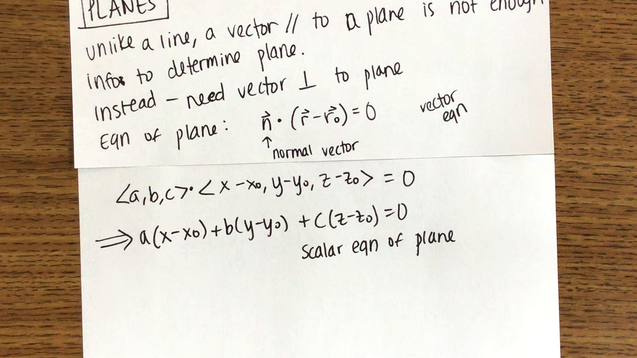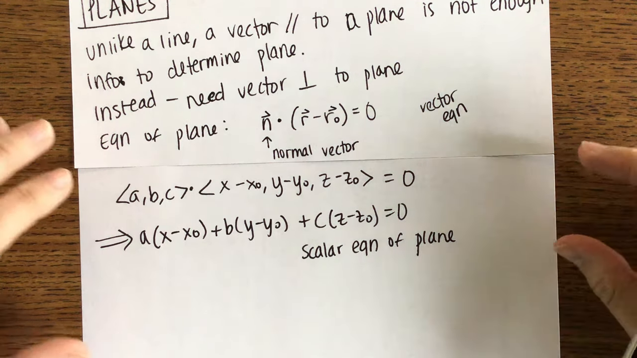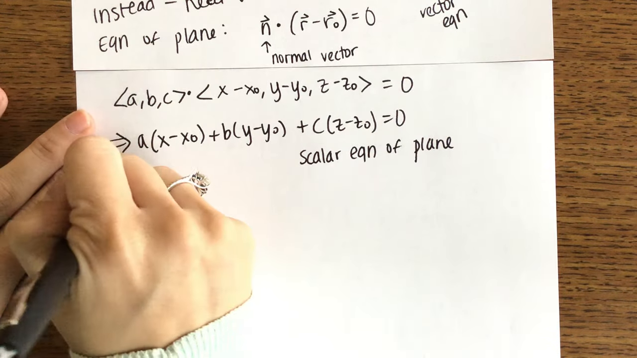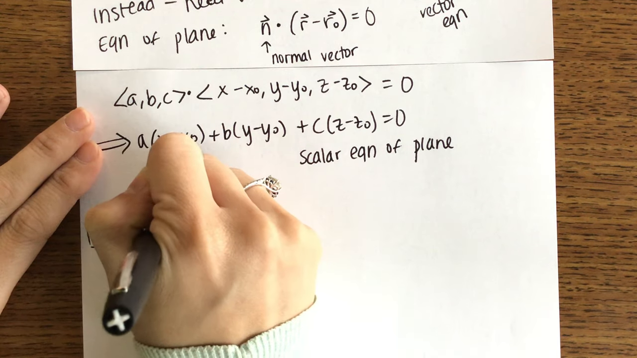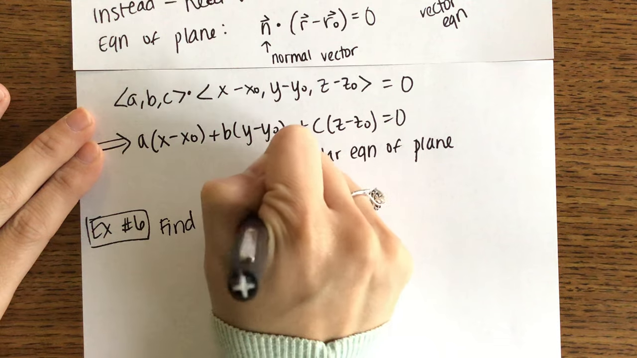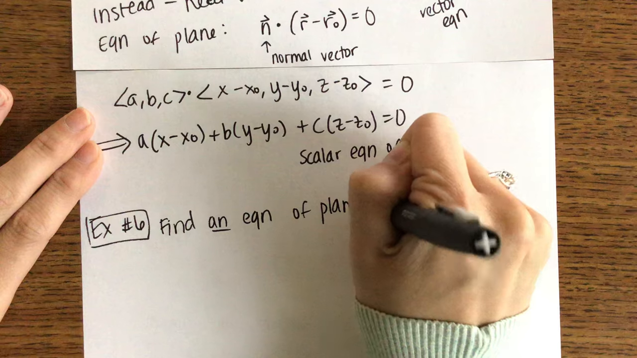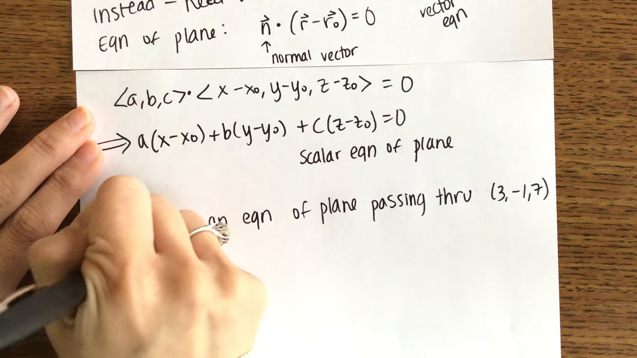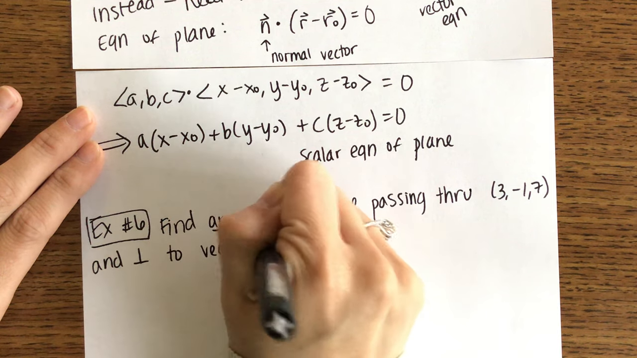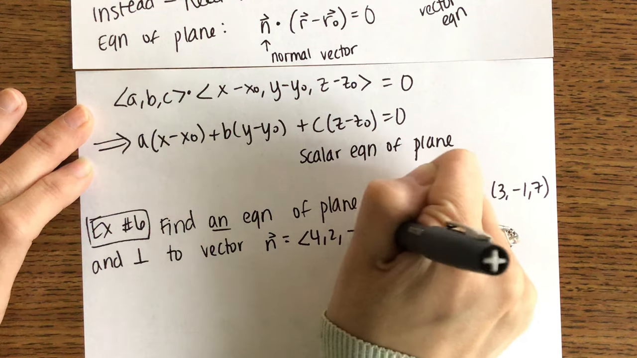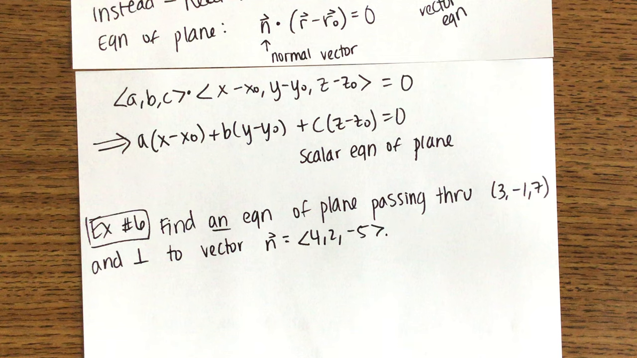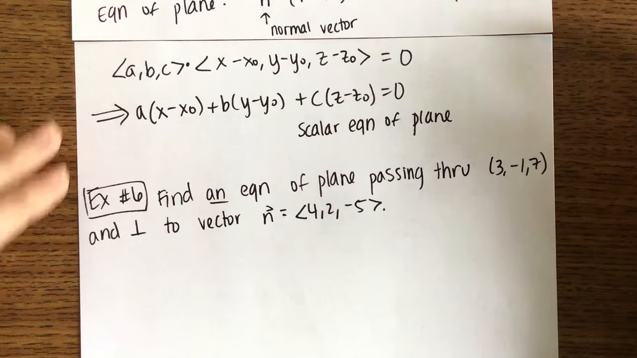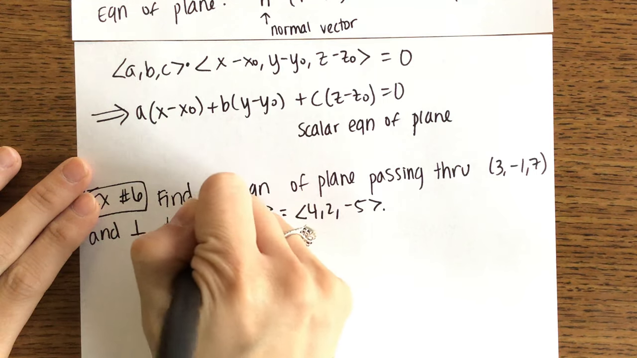Okay, ready to use this idea for an example? Great. Thank you for answering and not just staring at me. This is example 6. We are going to find an equation of the plane passing through the point (3, -1, 7) and perpendicular to vector n, which is <4, 2, -5>. Like before, this is not going to be a unique equation. It's just going to be one equation based on this point and this vector. We could choose a different point or a different vector. So what we're going to do is take our normal vector n, which is <4, 2, -5>.